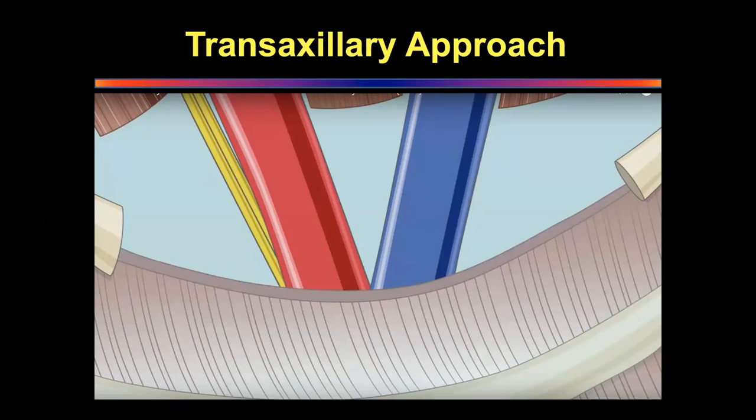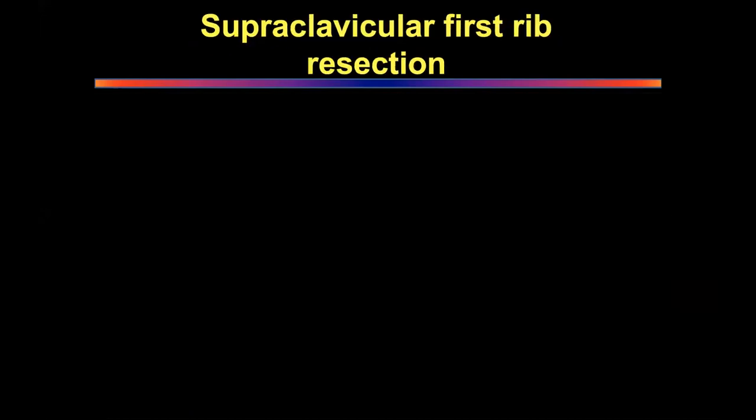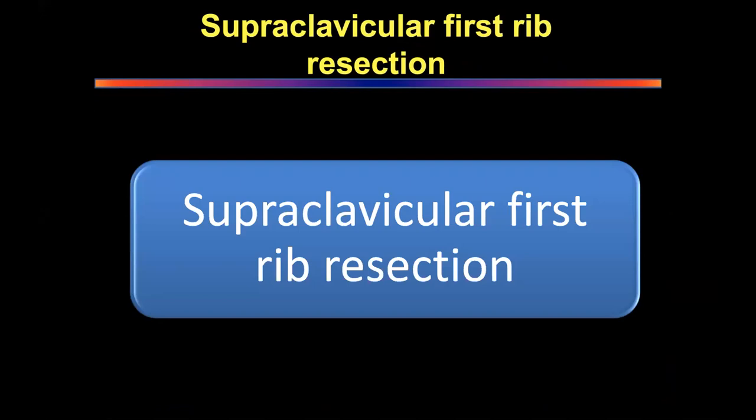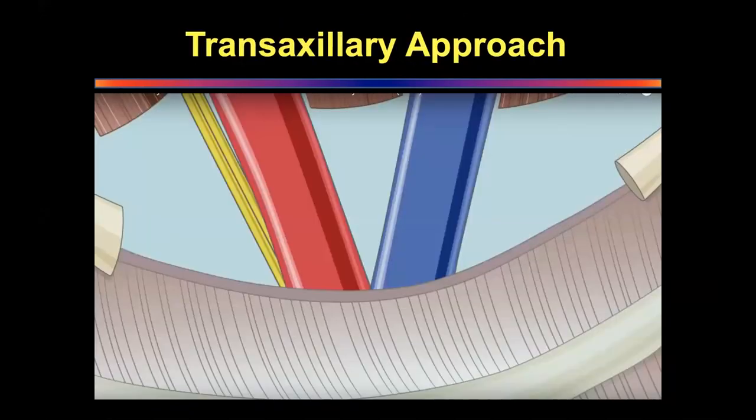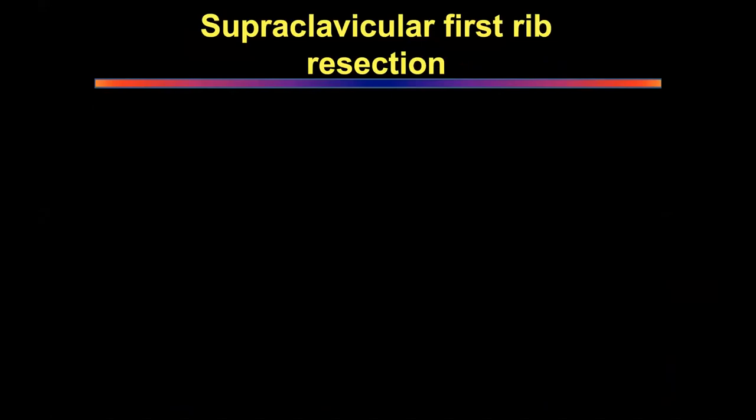So all that is left behind, outside, into the chest and going into the hand, is the neurovascular bundle. And then, of course, you do physiotherapy after surgery and get the patient to rehabilitate. The other approach is called a supraclavicular approach.